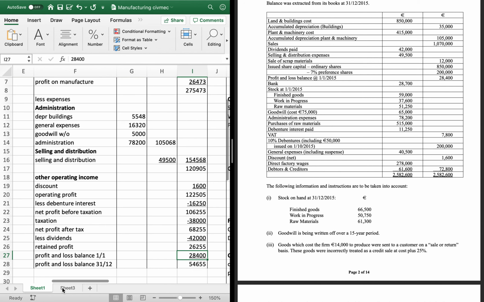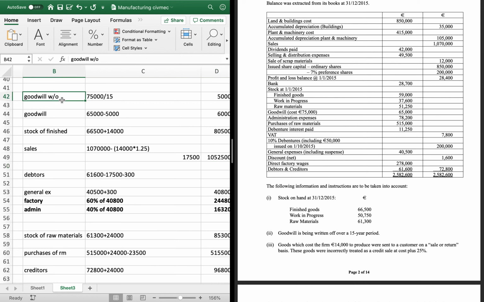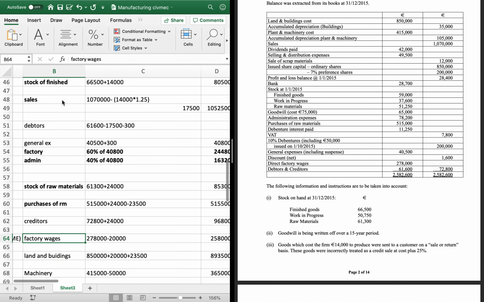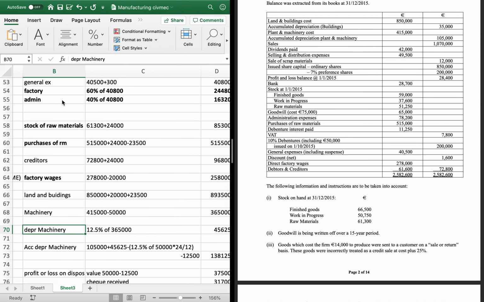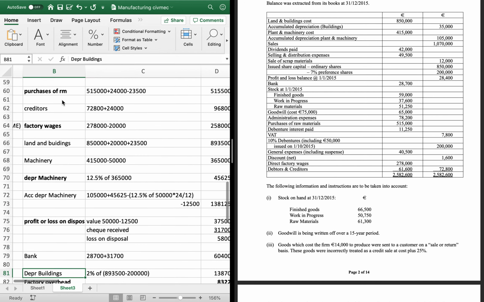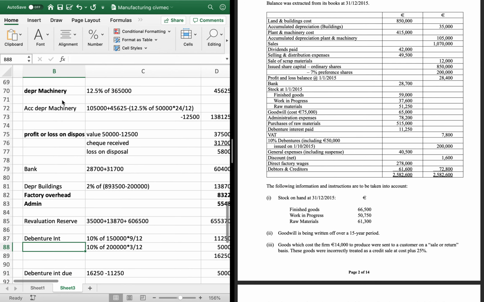Okay, so that should be everything in. Again, you can be ticking off everything as it goes. So just make sure, I'll actually do it now. Have we got goodwill written off? Yeah. Stock of finished goods, yes. Sales, yes. Debtors, no. They're done. Stock of raw materials is done. Purchase of raw materials, yes. Creditors, no. Factory wages, yes. Machinery and land and buildings, no. But that is done. Profit or loss is done. Bank, no. Depreciation of buildings, yes. We've got debenture interest, yes.